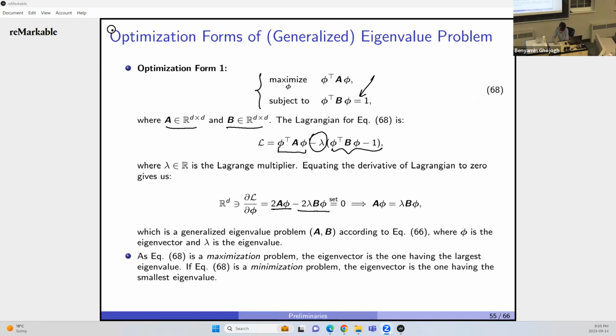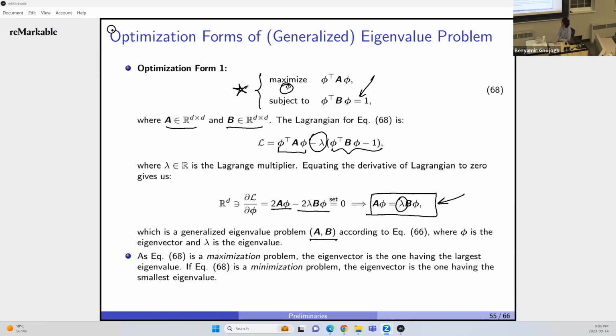Similarly, we'll have 2 lambda minus 2 lambda. Lambda is a scalar, right? It comes out of the derivative. 2 lambda, and then we'll have b phi, right? Set it to 0, you will have this. Now I think you understand why I put minus lambda, because I want this lambda to be positive here. So what is this? We just saw it a minute ago. That's the generalized eigenvalue problem of AB, right? So whenever we have this optimization problem, the solution is what? We want to find phi, right? What is the solution?